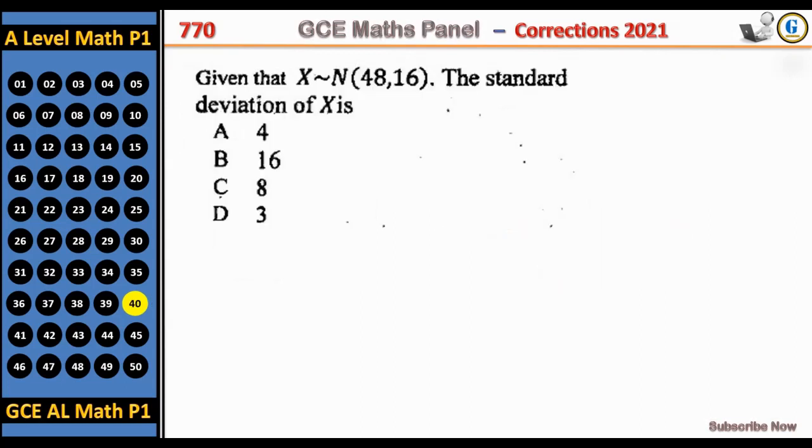Given that x follows this binomial distribution, the standard deviation of x is, as we have just discussed in the previous question, the square root of the variance, that is the square root of 16 in this case. And the square root of 16 is equal to 4.